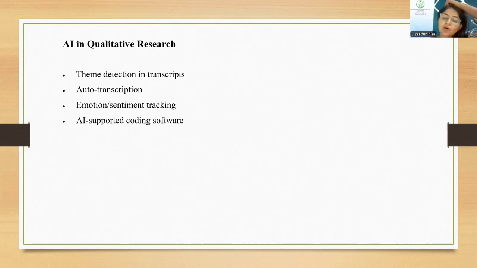AI doesn't just work with numbers. In qualitative research, we have tools like NVivo and Atlas.ti. They are used to assist with theme identification and auto coding of large text files. Voice to text tools like Otter.ai help convert interviews into written form almost instantly, making analysis quicker and more accessible.